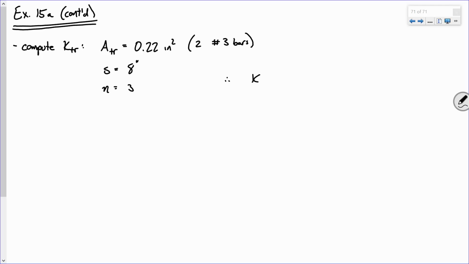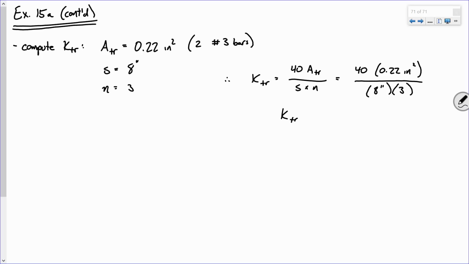So our KTR is 40 ATR over S times N, which is 40 times 0.22 inches squared, and then S is 8 inches, and then 3. So KTR is 0.367.